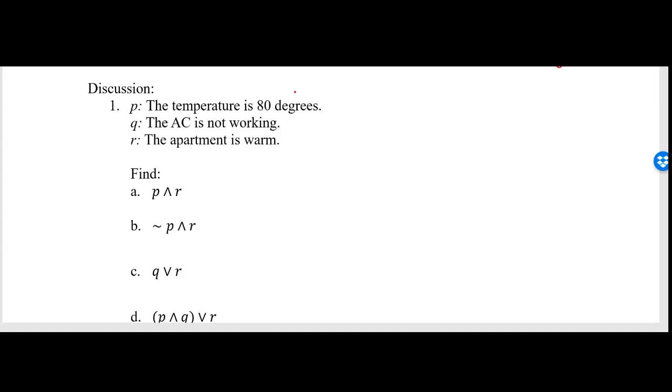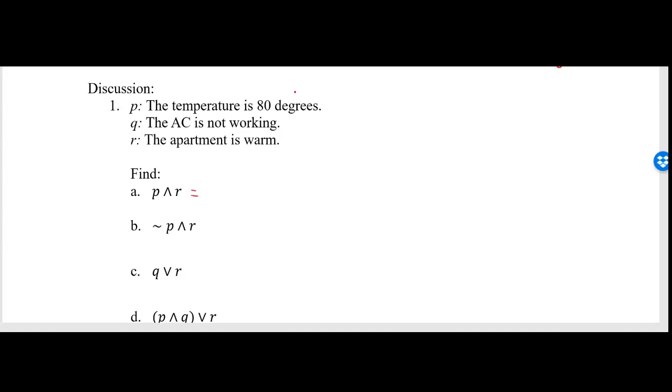P is telling us the temperature is 80 degrees. Q is going to represent the statement the AC is not working. R represents the apartment is warm. So here are your symbols, and these are the statements that they represent. This is saying find P and R. In other words, what would P and R be written out as a sentence?